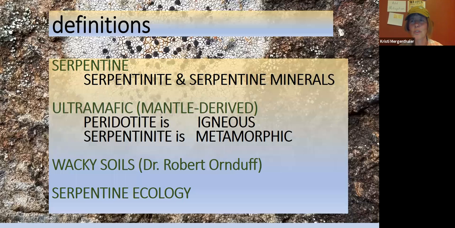Wacky soils is a term created by a very celebrated botanist, no longer with us, from the University of Berkeley. And he was describing very special soils that are challenging for plants, but also create endemics. So serpentine is a classic wacky soil, but gypsum, sand dunes, mine tailings, vernal pools, places of bat guano, those are also wacky soils. And serpentine ecology is like all of the above, the biotic, the geologic, the physical processes. Okay, definition page. This is not a good map, but we're going to look at it anyway.